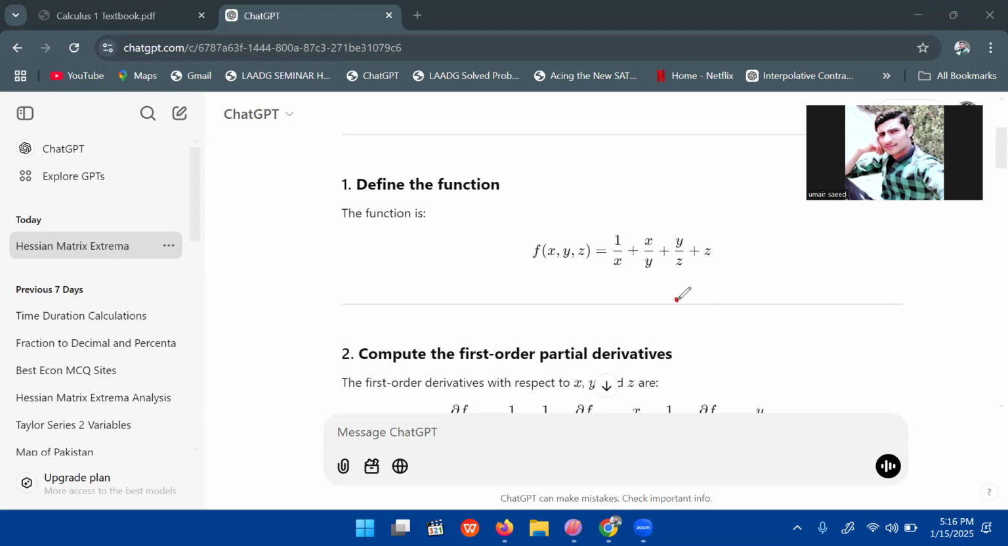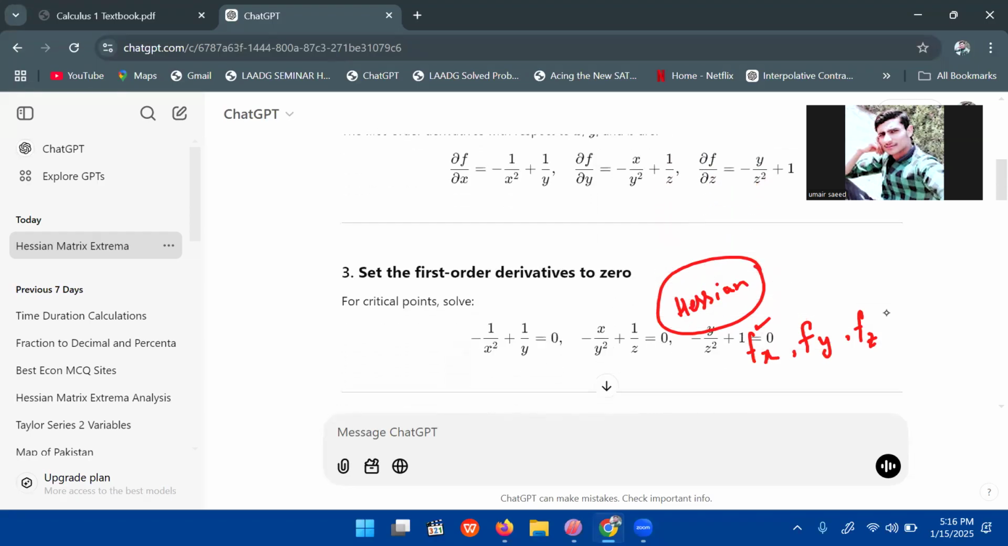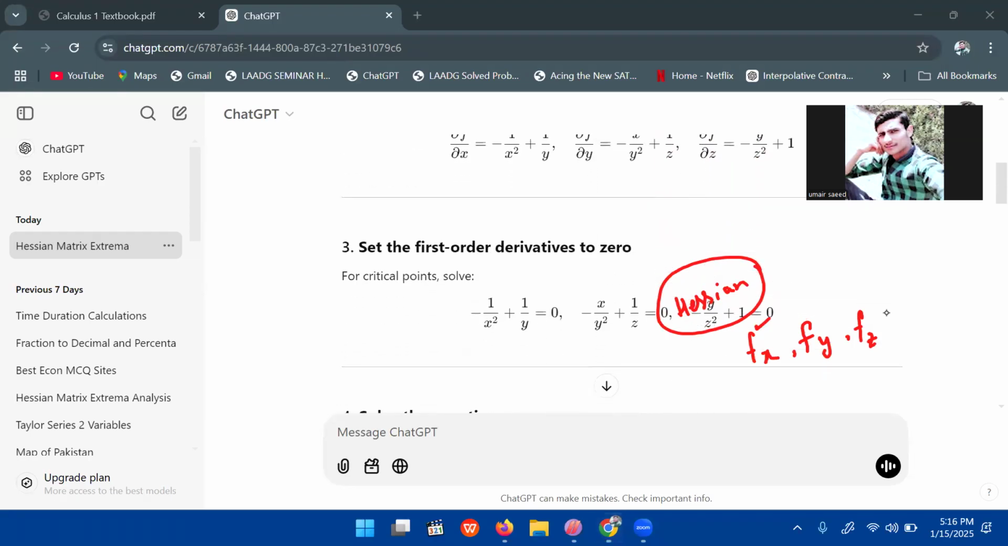There is a Hessian matrix method which says that for finding the extrema, first of all we have to find the first order partial derivatives: the partial derivative of f with respect to x, similarly the partial derivative of f with respect to y, and the partial derivative of f with respect to z. After finding these partial derivatives, we put fx, which is the partial derivative of f with respect to x, equal to 0, fy equal to 0, and fz equal to 0. We get three equations: equation 1, equation 2, and equation 3.